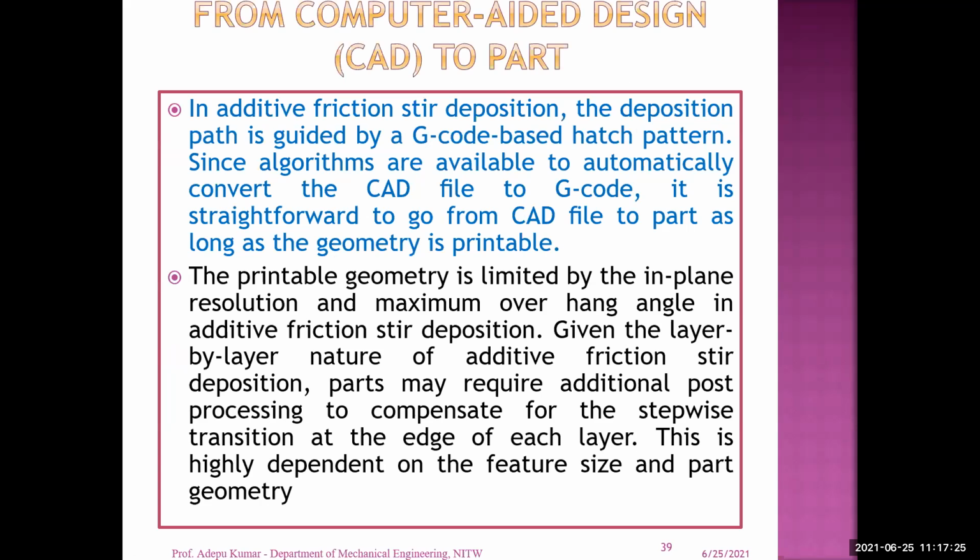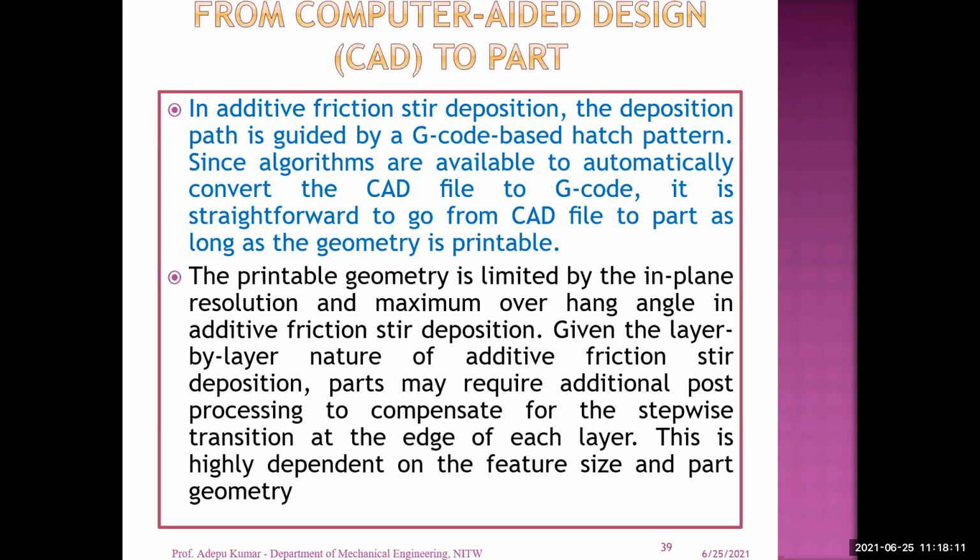There is the latest technology in additive friction deposition. The deposition path is guided by G-code based hatch pattern. Since algorithms are available to automatically convert your CAD file to G-code, it is straightforward to go from CAD file to the part as long as the geometry is printable. You can also interface your CAD file to the friction stir additive manufacturing facility. Whatever data is available in the CAD file will be converted into G-code. There is software available to convert your CAD file to G-code, which your machine can understand. Then you can print components equal to your CAD file.